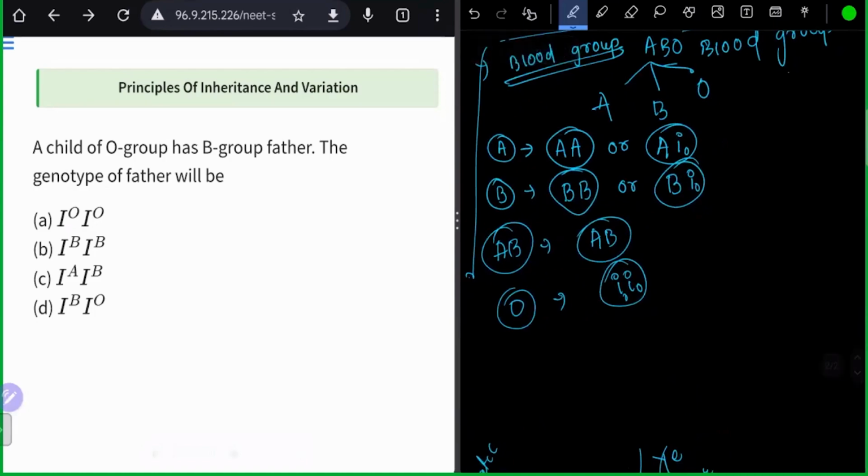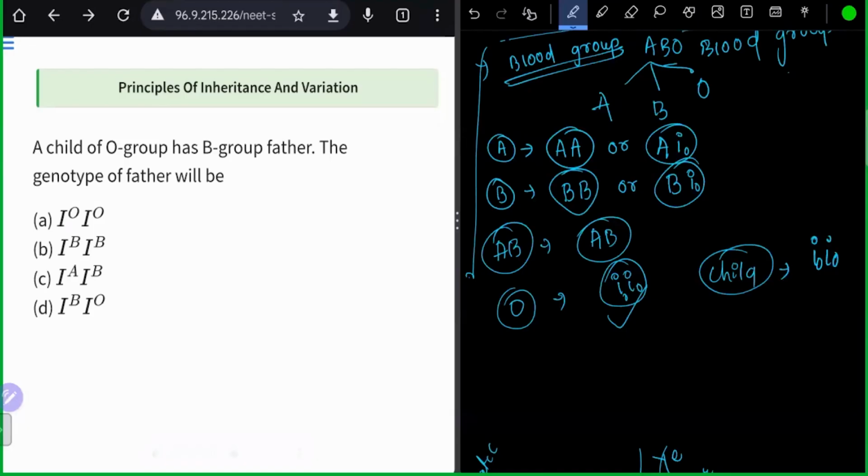The child has O blood group. And we know the allele always occurs in pair. One allele is derived from father and the other allele is derived from mother. So here the child has blood group O. That means the genotype is IO.